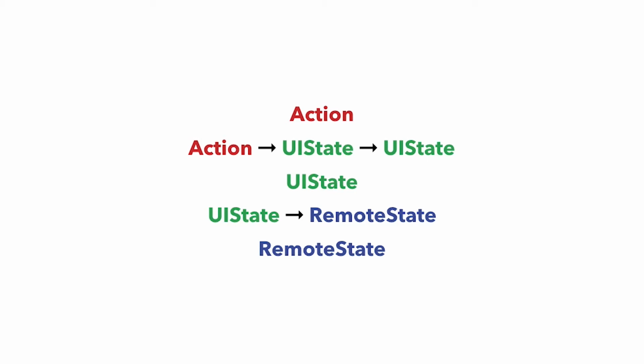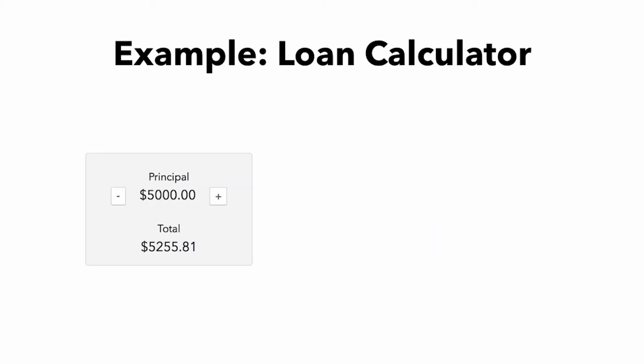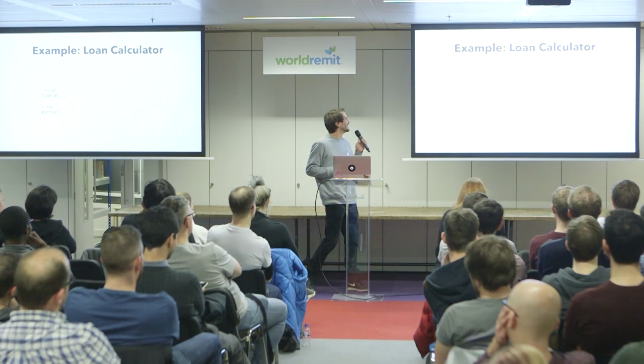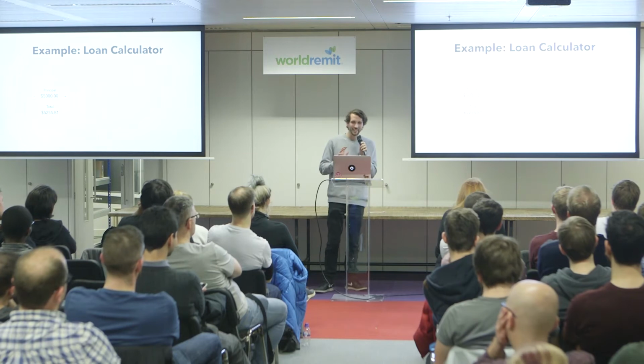The other part is updating your UI state. This is kind of the reducer pattern, where you're going to take an action and the previous UI state, and compute a new UI state. Okay, I'm going to jump into an example, because this isn't too clear. So, loan calculator. Okay, we've got a little example here.